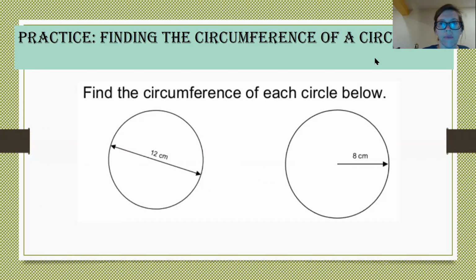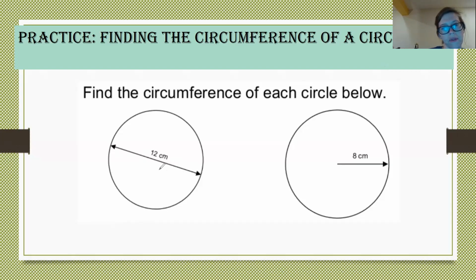All right. So we are going to practice finding the circumference of a circle. Here are 2 circles below, and we're going to practice finding the circumference of each circle. Let me get my pen. And here is our first circle.